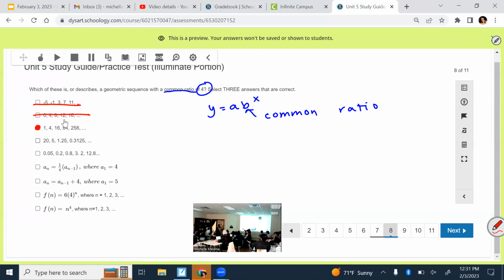Because it's not multiplying by 4. It's multiplying by 1/4, but that's not what it wants for the common ratio. It wants multiplying by 4. 20 times 4 is not 5, so don't put that. Table 5, would this one be an answer? Yes.